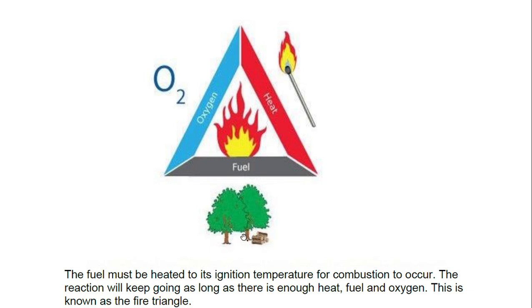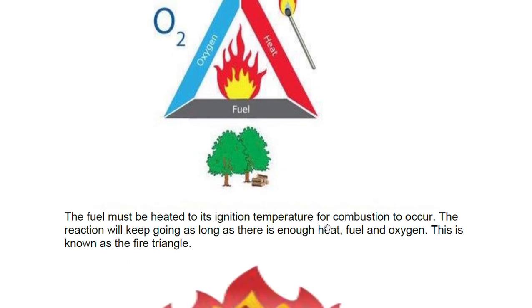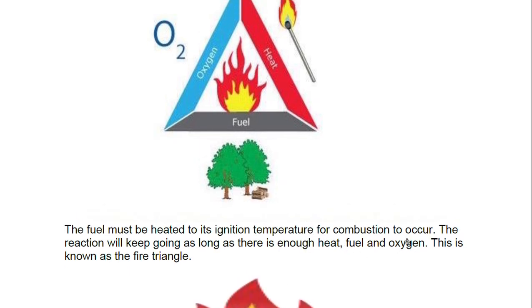From here you can have wood, which can act as a fuel. The fuel must be heated to a particular temperature for combustion to occur. The reaction will keep going as long as there is enough heat. As long as heat, fuel and oxygen are present, the reaction will keep on going, and this is what is known as the fire triangle.